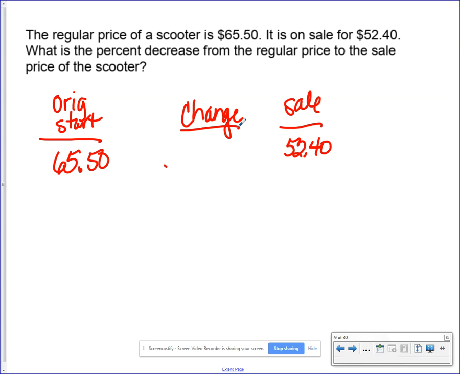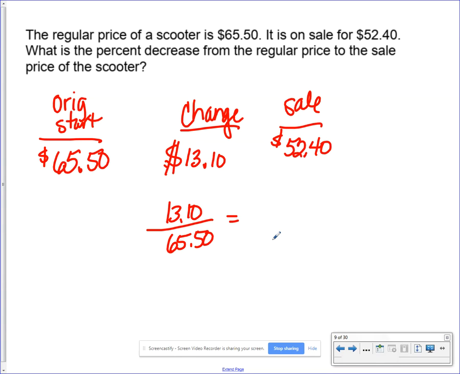What is the difference? First of all, we have to find the amount. So let's go here: $65.50 minus $52.40. I believe that gives me $13.10. That's how much the price dropped. It was a decrease. I am asking here, what is the percent decrease from the regular original to the sale price? So now you have to take how much did it change divided by the original price, $65.50. Thank you, whoever invented the calculator, because I really hate long division with decimals.